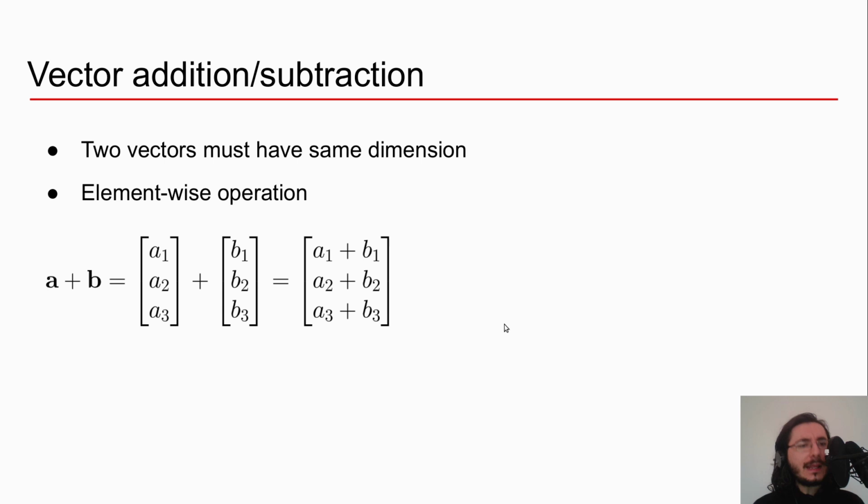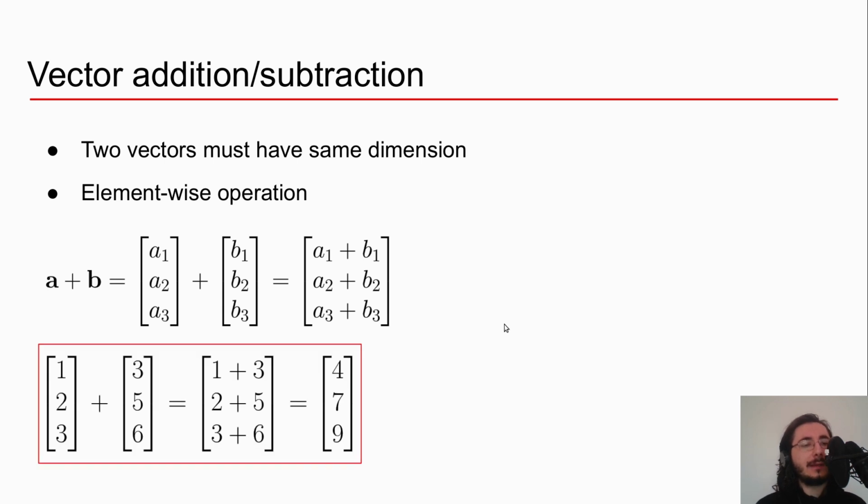So again, let's take a look at an example, just to see this more clearly. So here we have two vectors, 1, 2, 3, and 3, 5, 6. We want to add them up together, and so the sum vector over here is 4, 7, 9. So 1 plus 3 is 4, 2 plus 5 gives us 7, and 3 plus 6 gives us 9. So this is very simple, isn't it?